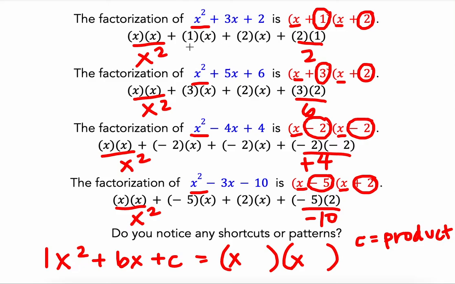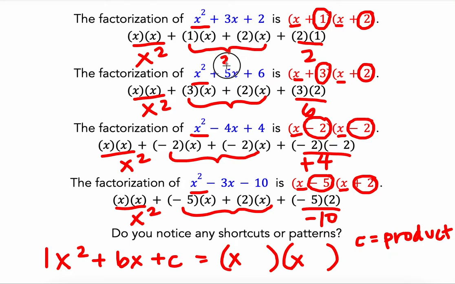Well, we still didn't talk about this huge chunk right here, these middle terms in our quadratic expression. And we know from previous lessons that these will be combined. So this is 1x plus 2x, which is 3x, 3x plus 2x, which is 5x, -2x and -2x, which is -4x, and -5x plus 2x, which is -3x. So we are adding those together.